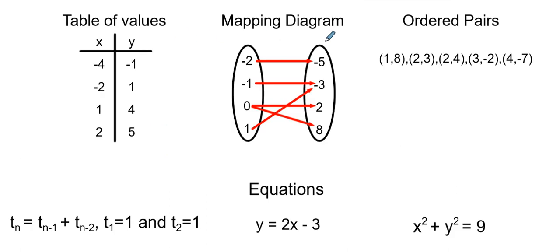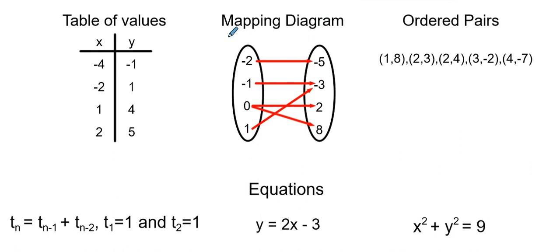So relations, mathematical relations, can take all sorts of forms. It can be in a table of values, which I'm sure you're quite used to, right? When x is -4, y is -1. So when -2 is input, the output is 1.